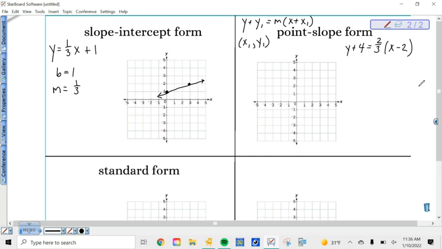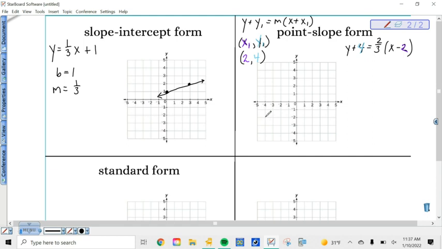It's just a point. So in this example, x1 is right here, my 2, and y1 is right here, my 4. So then I have a point right there, and it's 2, 4. And that's just a point on the line.